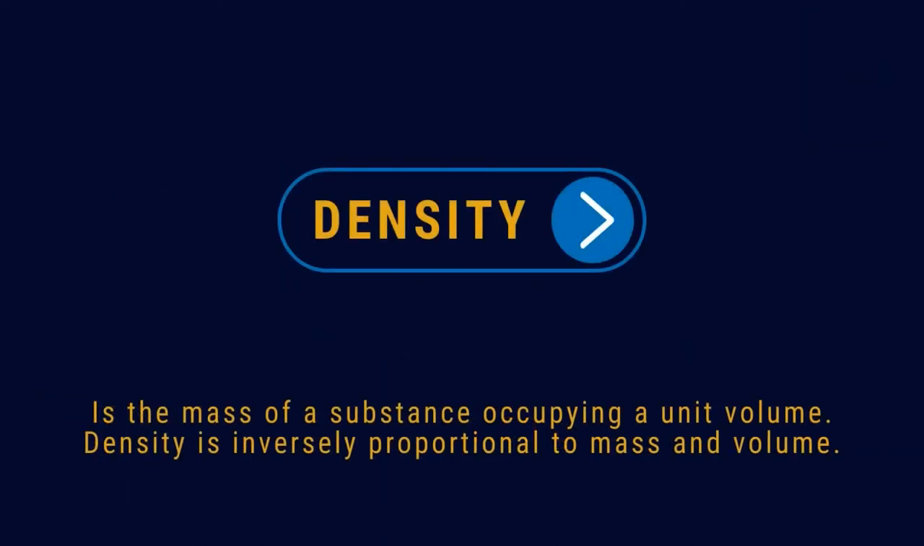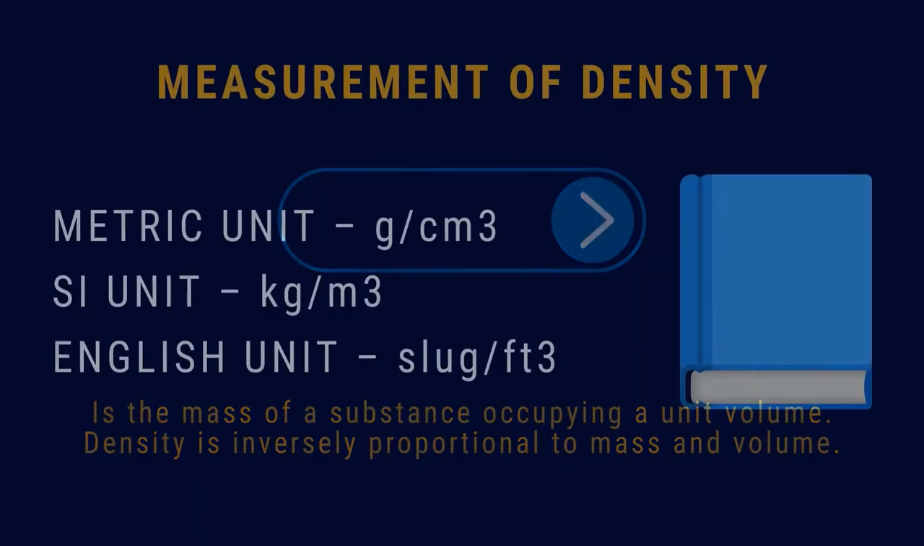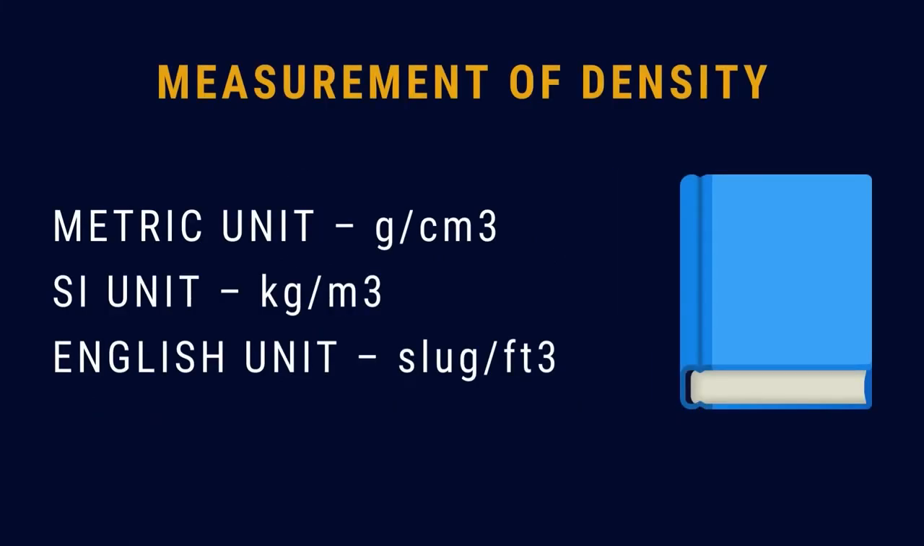Our next quantity is density. It is the mass of a substance occupying a unit volume. Density is directly proportional to mass and inversely proportional to volume. For the measurement of density, we have grams per cubic centimeter for metric unit, kilograms per cubic meter for SI unit, and slug per cubic foot in English unit.